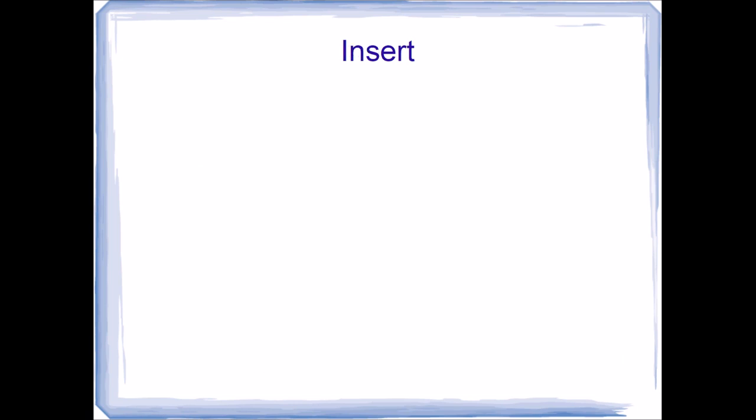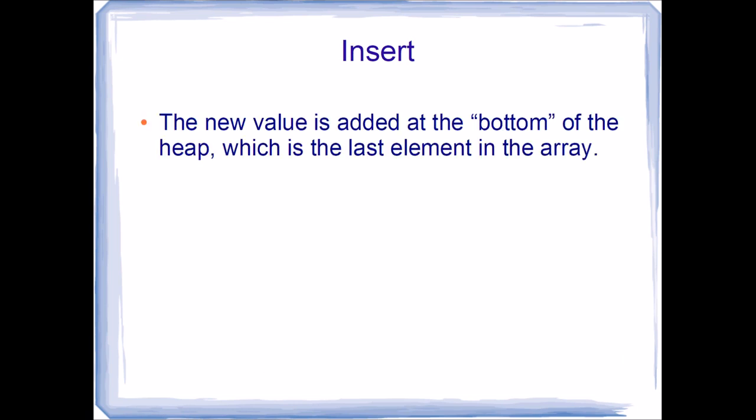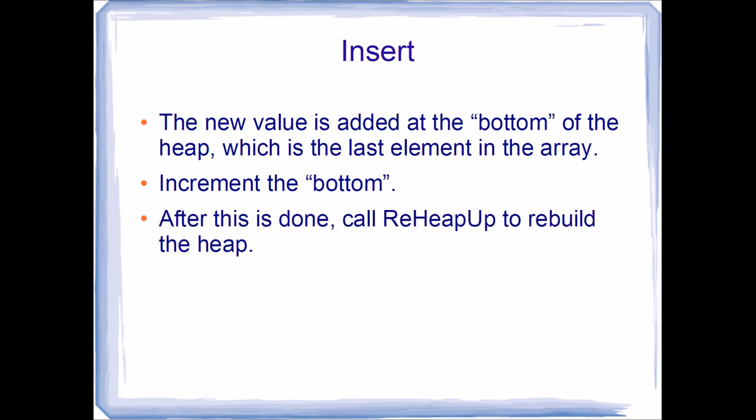Okay, so let's look at the insert algorithm in a little bit more detail. Here's what's going to happen: the new value is going to be added at the bottom of the heap. Once we've assigned that value, we'll increment the bottom. And then after this is done, we'll call reheap up to rebuild the heap.